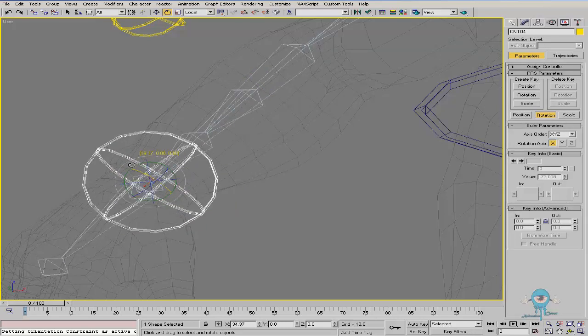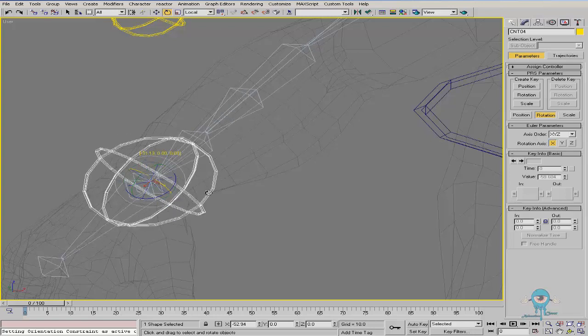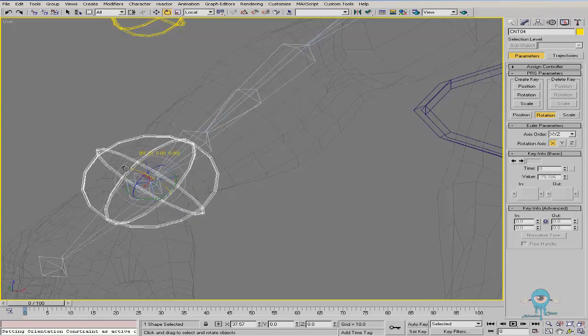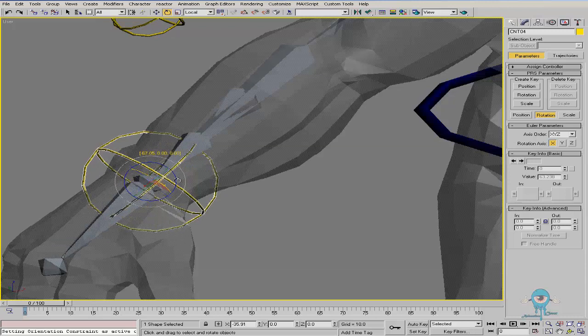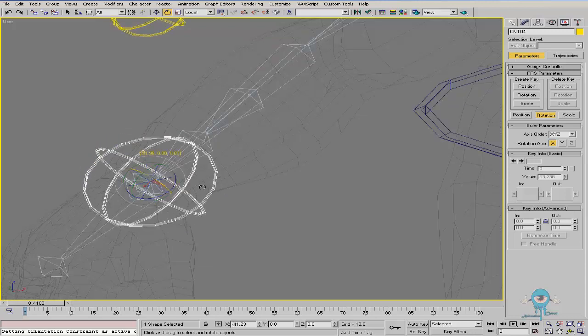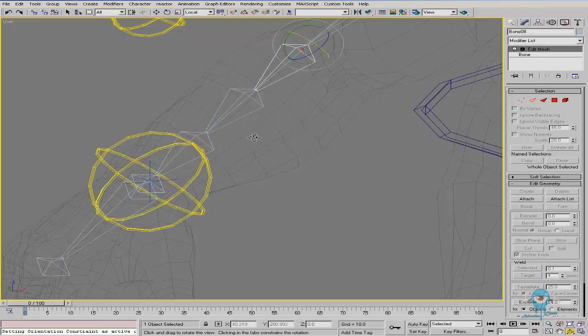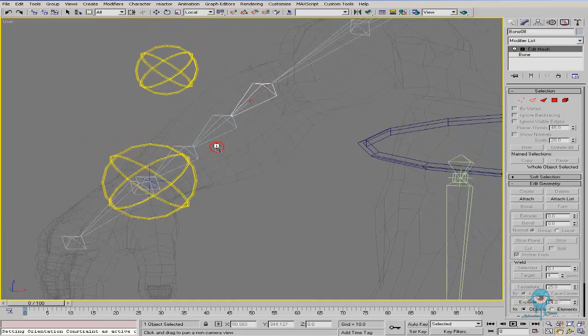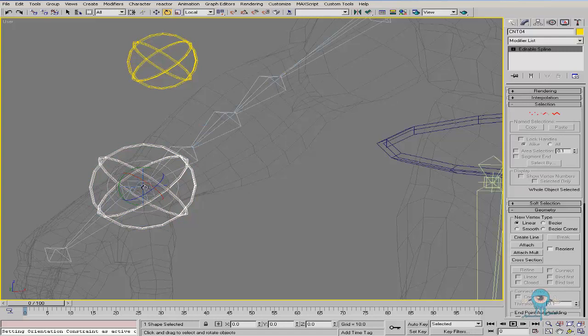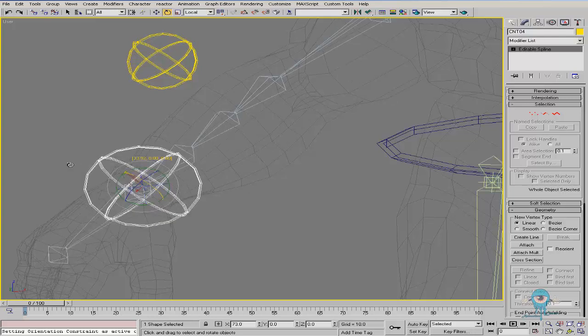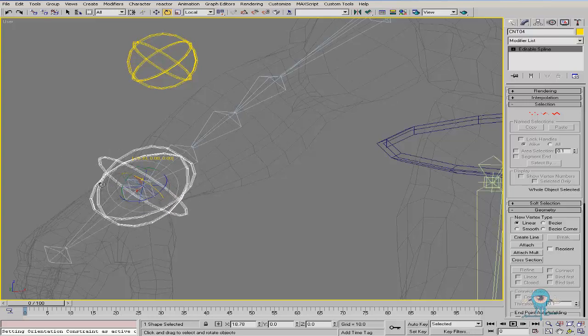So this is a really simple and fast setup. You can see that when I twist this now, the twist bones are twisting down the length of the arm. So I'm going to weight a little bit to this one, and if we go back and turn on the edit mesh, I'm going to weight between these 3 to get a little bit of twist.